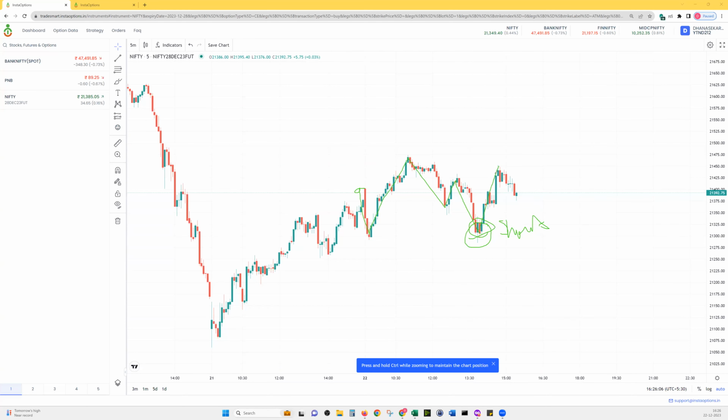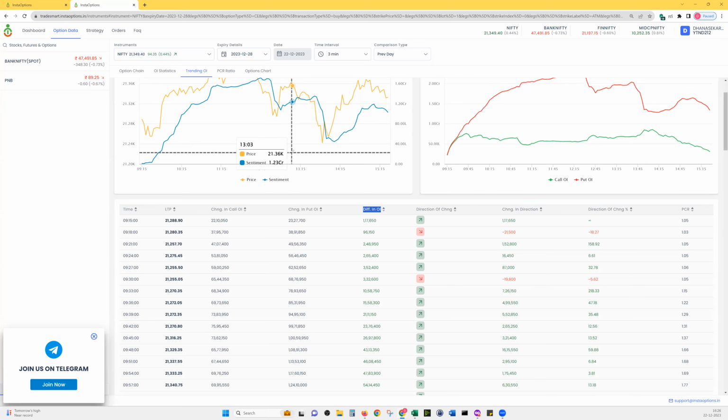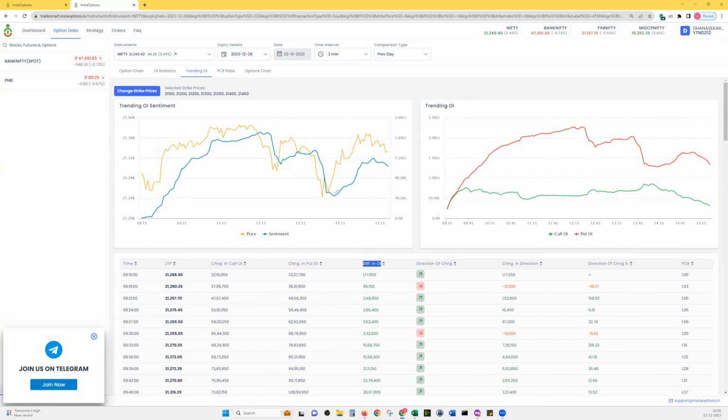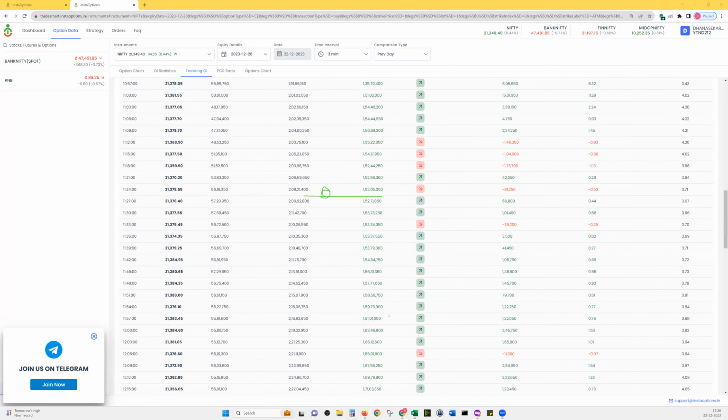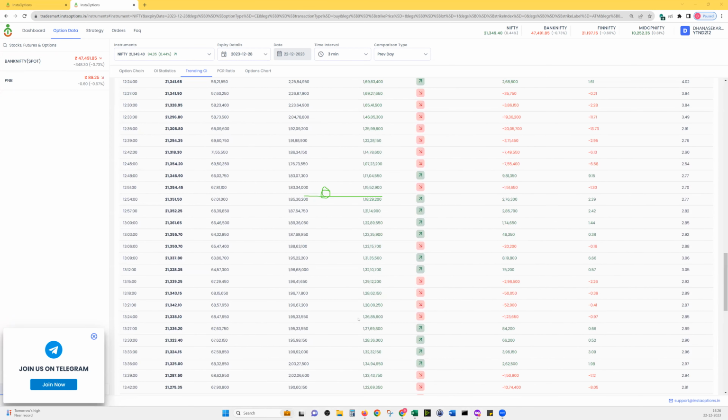This is what maximum time used to happen. And now I just justify it through InstaOptions. You can see here at 130, it's here. But still, whether we are in positive open interest or negative open interest, let me just take it to 130. Okay, so at 130, we have 1 crore 28 lakh contracts.